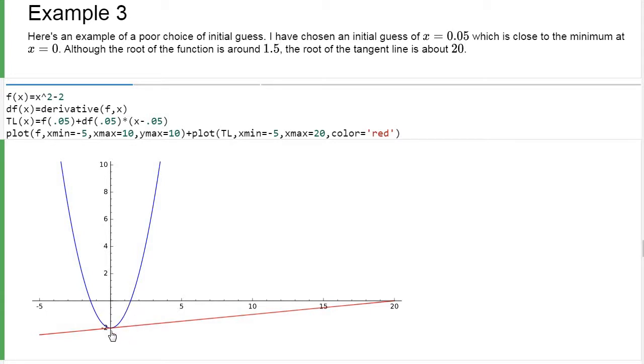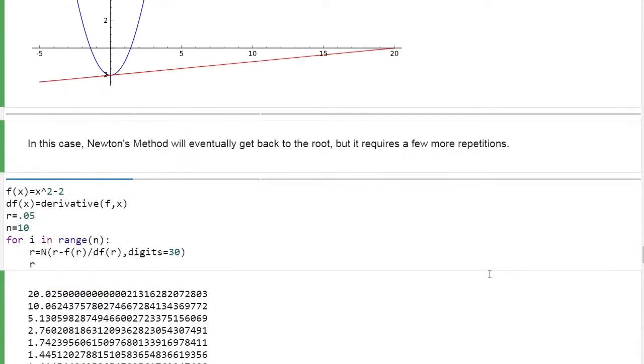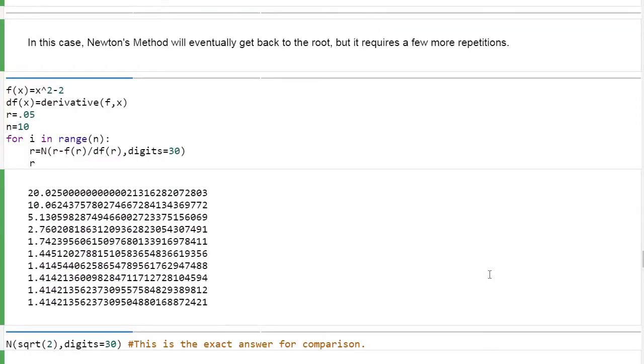Anyway, I purposely chose a bad initial guess here, 0.05, really close to this minimum. If I chose the local minimum itself, x equals 0, I would have gotten a horizontal tangent line and nothing would happen. Here, I chose an x value close to that local minimum. And what happens, you don't get a horizontal tangent line, but you get a fairly flat one, so its x-intercept is way out here. The actual answer is like 1.5, and I got something near 20 as my second guess here.